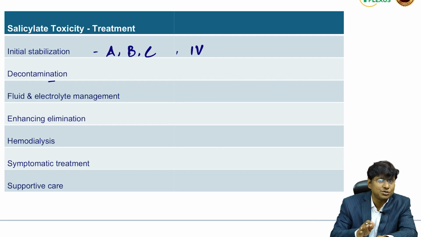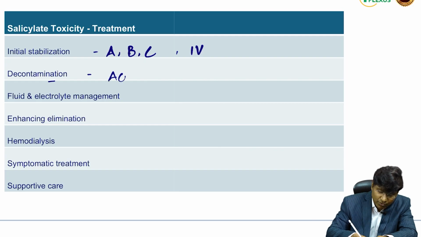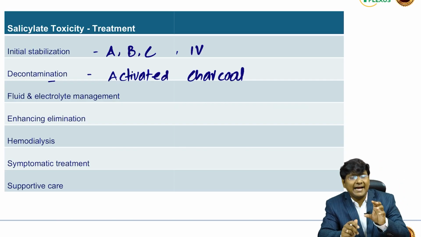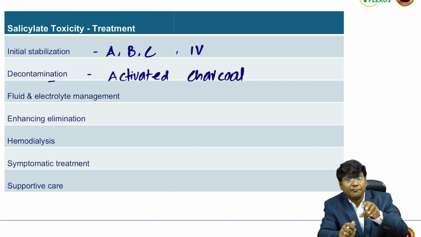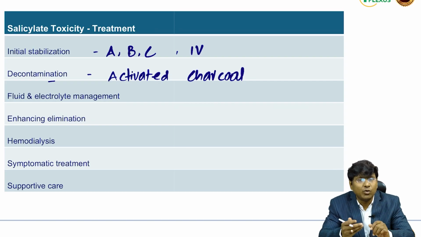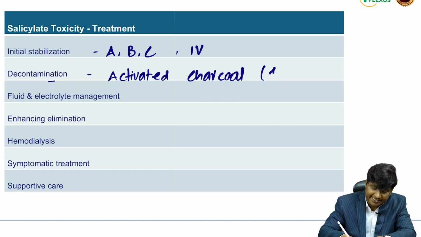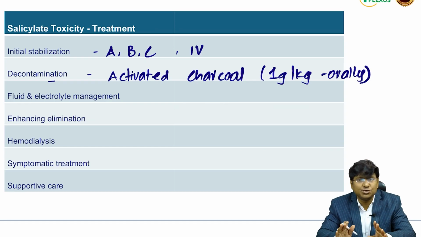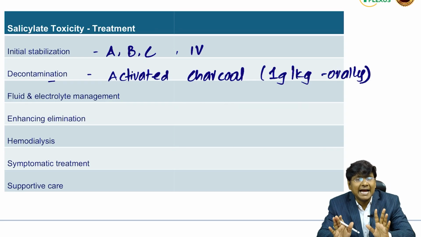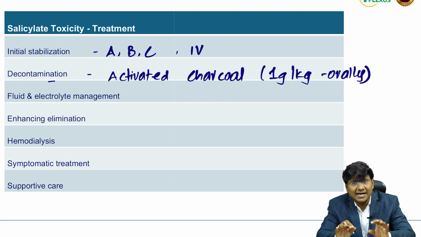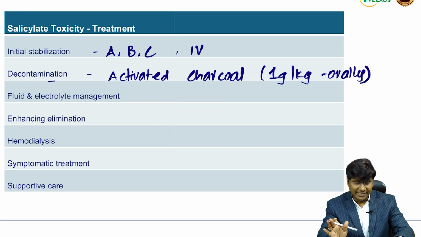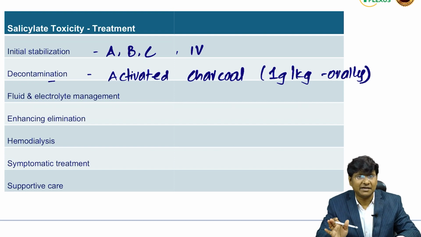Next, decontamination should be done with the help of activated charcoal, right? You need to administer activated charcoal within 1 to 2 hours of ingestion. And what is the dosage? That is 1 gram per kg administered orally, but maximum how much should you give? Up to 50 grams, right? And the patient should be alert and have an intact gag reflex. In them, decontamination should be done with activated charcoal.